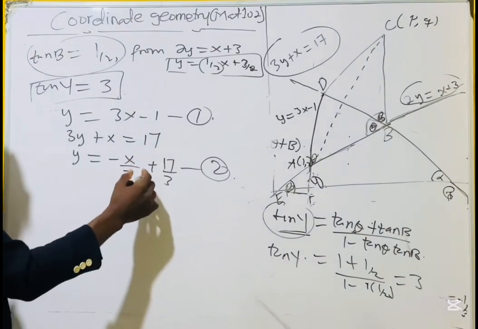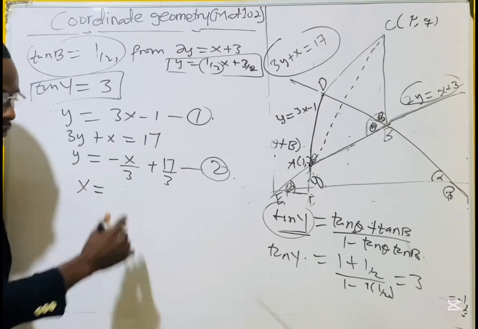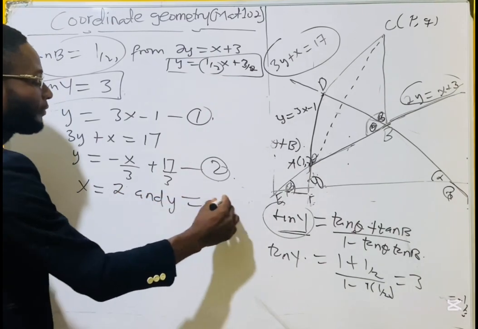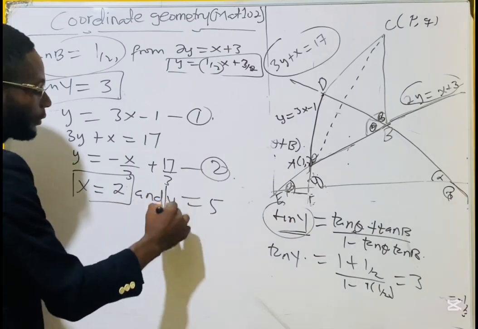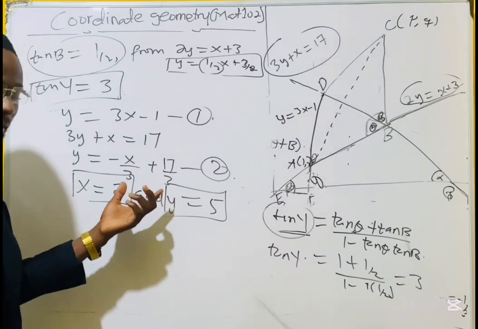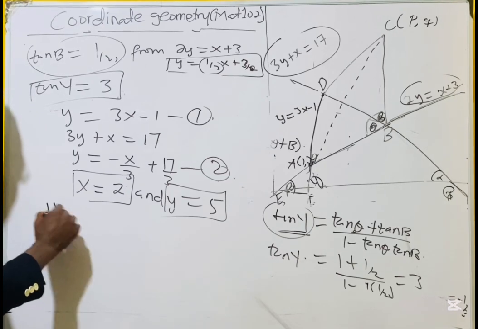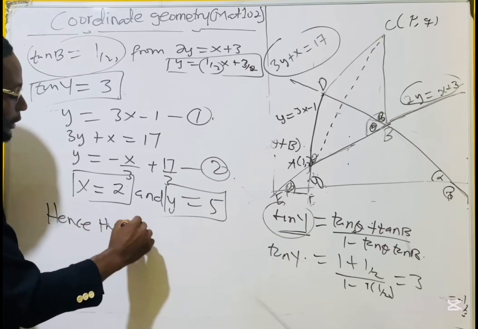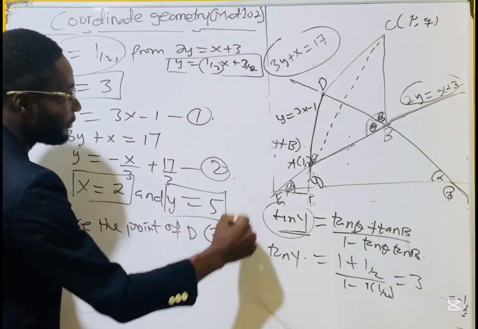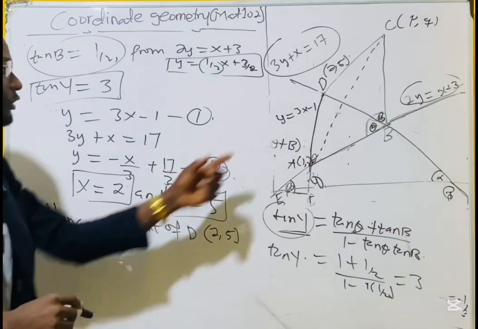So when you solve this simultaneously, you have x equals 2 and y equals 5. Okay, so once we have these 2 points, then we can say that the point of D, which is here, will be hence the point of D is 2 and 5. So we have here to be 2 and 5. Okay, we have here to be 2 and 5.